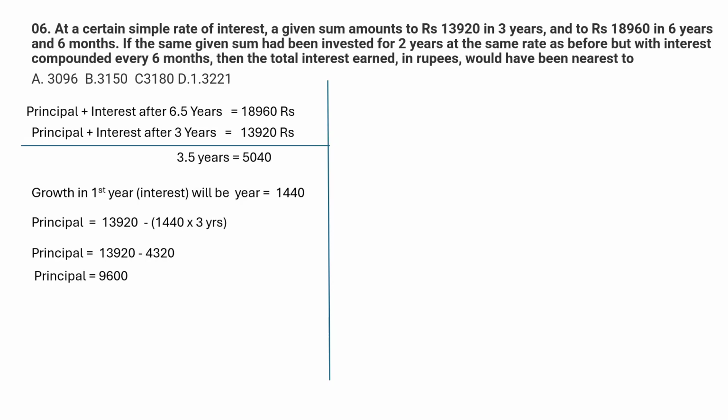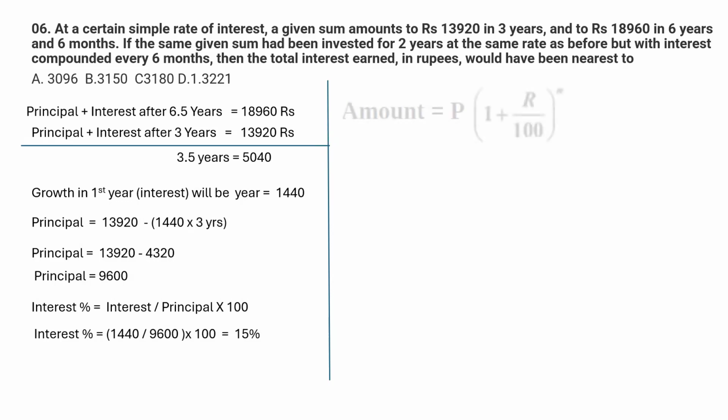What sort of interest rate was there? So 1440 upon principal, that is 9,600, into 100. The rate will be 15%. Now 15% is the interest rate, and at the same interest rate, we will lend the amount on compound interest, right?